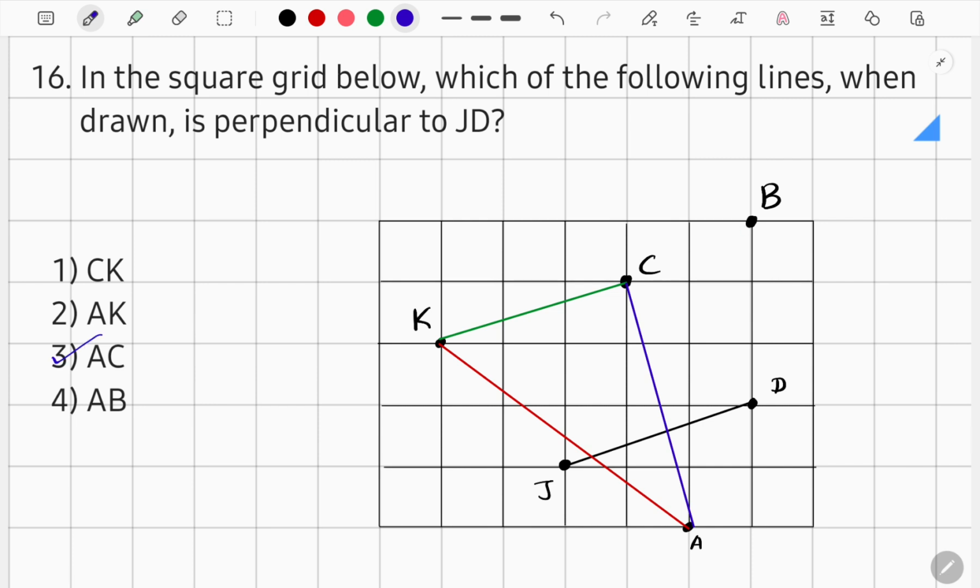And the last one, AB. When we draw this here, we see it's actually an acute angle, even though it's intersecting, it's acute. So therefore AB is not the answer. Therefore the answer is option 3, AC.